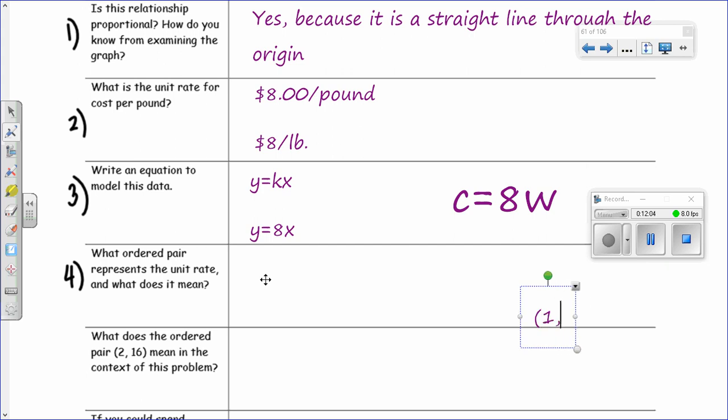Okay, what ordered pair represents the unit rate? Well, we know it's 1, right? So the cost of 1 is 8. That's all there is to that one.